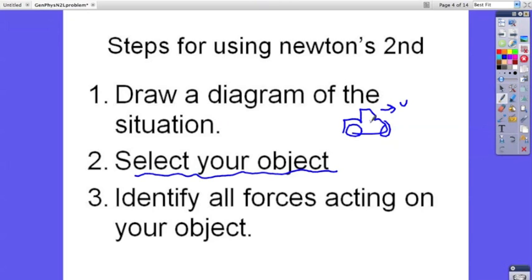So with the bug in the car, we would either do the bug or we would do the car. We wouldn't do both. We don't work with systems when we're analyzing forces. We work with a single object. That's usually going to be selected for you in the problem.